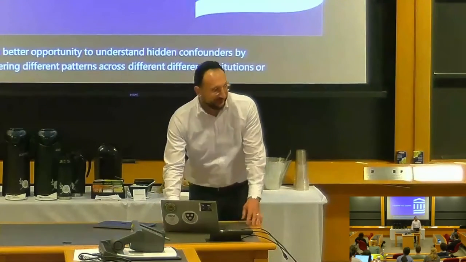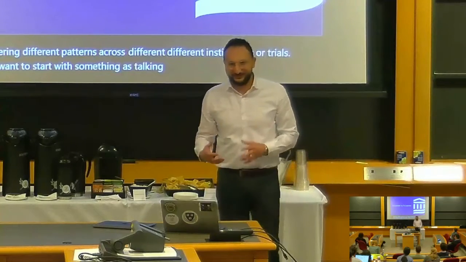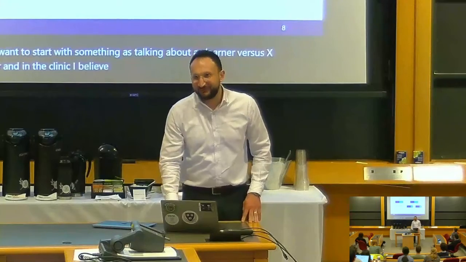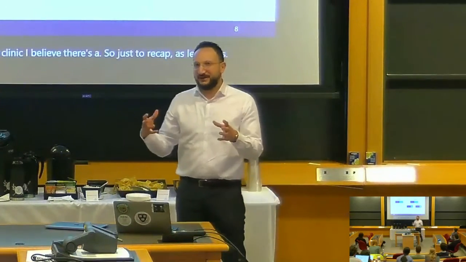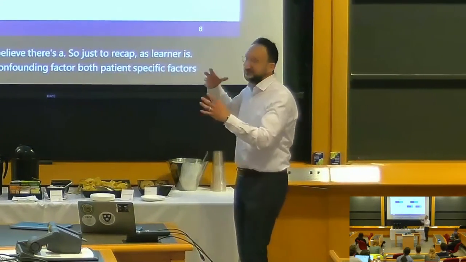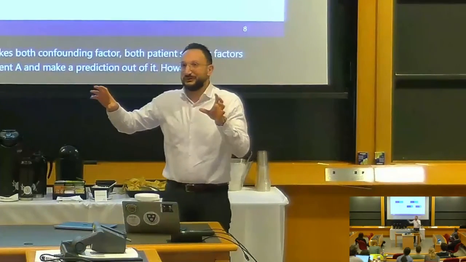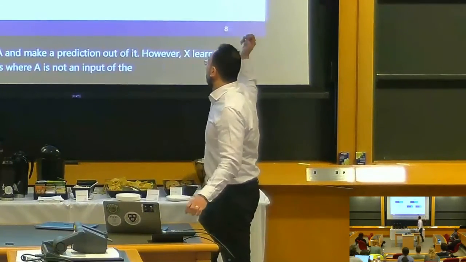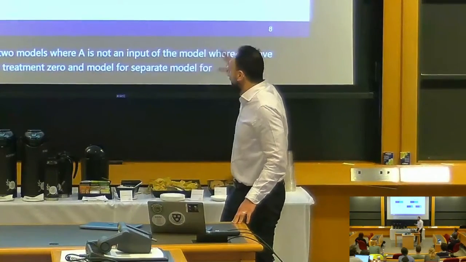So if I want to start with something, it is talking about S learner versus X learner. Just to recap, S learner is a model that takes both patient-specific factors, X, and the treatment, A, and makes a prediction out of it. However, in X learner, we split into two models where A is not an input to the model, where we have a separate model for treatment 0 and a model for treatment 1, and then we have two models to make predictions.